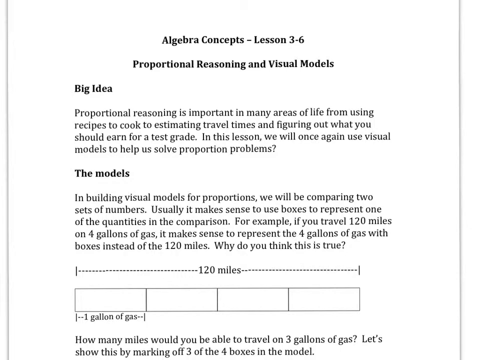Okay, so here's the title, Lesson 3-6, Proportional Reasoning and Visual Models. So we'll go over the big idea. Proportional reasoning is important in many areas of life, from using recipes to cook to estimating travel times and figuring out what you should earn for a test grade. In this lesson, we will once again use visual models to help us solve proportion problems.